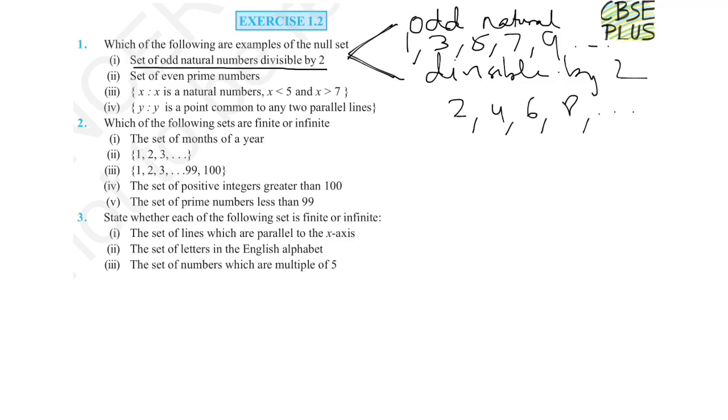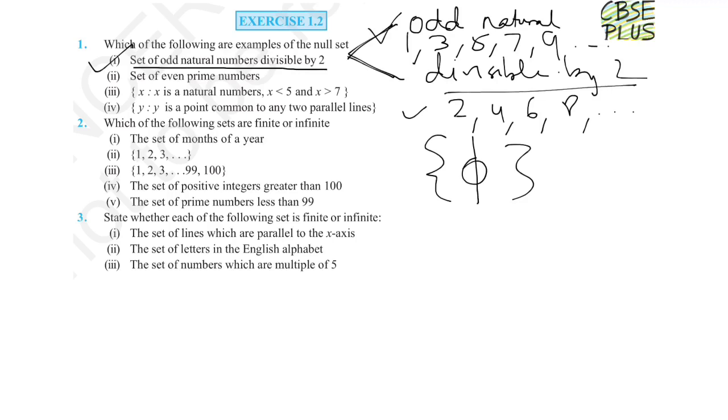So the set should fulfill both the conditions. It should be an odd natural number and it should be divisible by 2, which is not possible. We cannot find a number which is odd and at the same time divisible by 2. So the only element in this set is phi. So this is a null set.